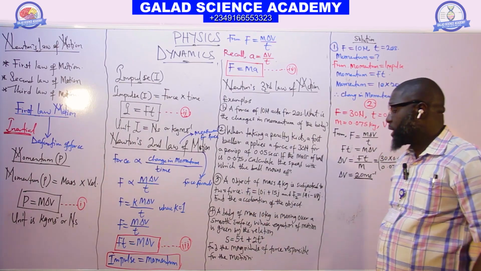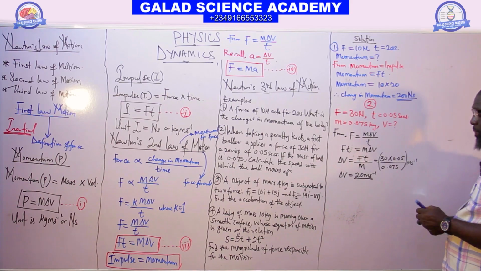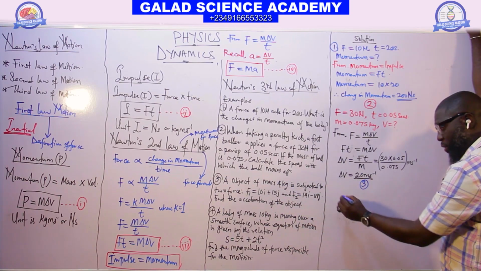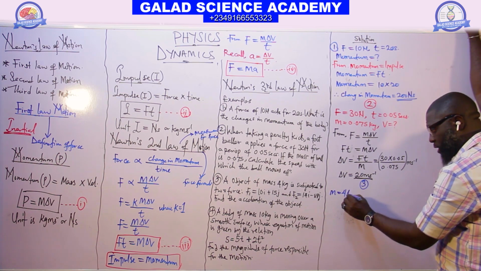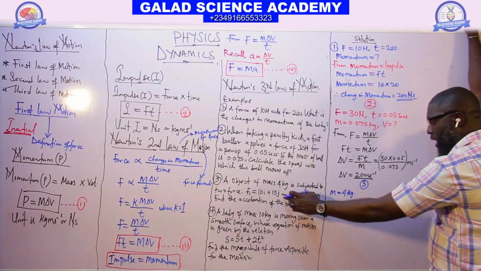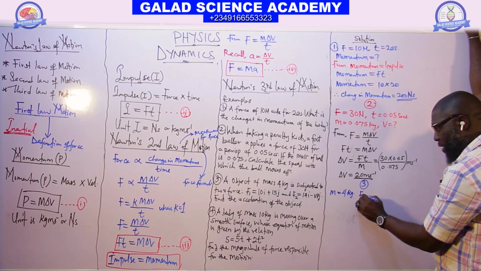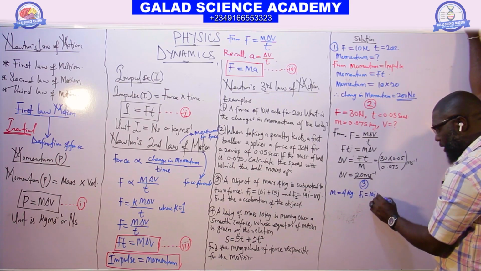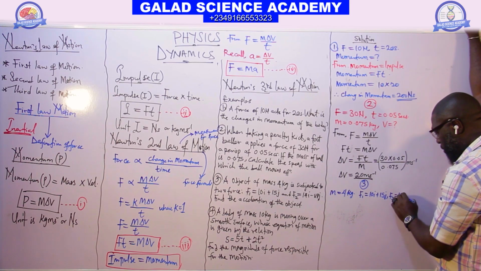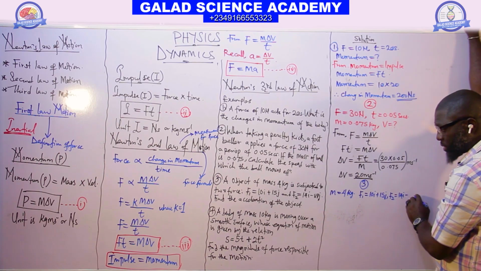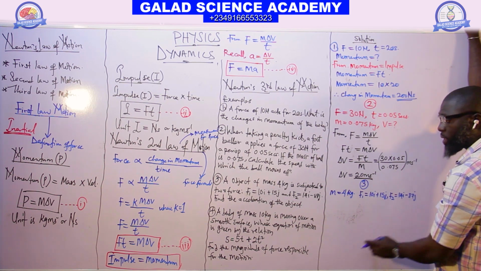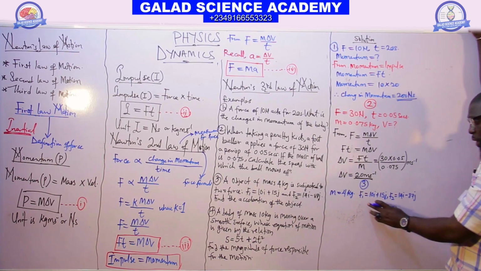So the question number 3, the third question. An object of mass 4 kg is subjected to forces F1 and F2. We are given F1 to be 10i plus 15j, and F2 to be 14i minus 87j. We are asked to find the acceleration.